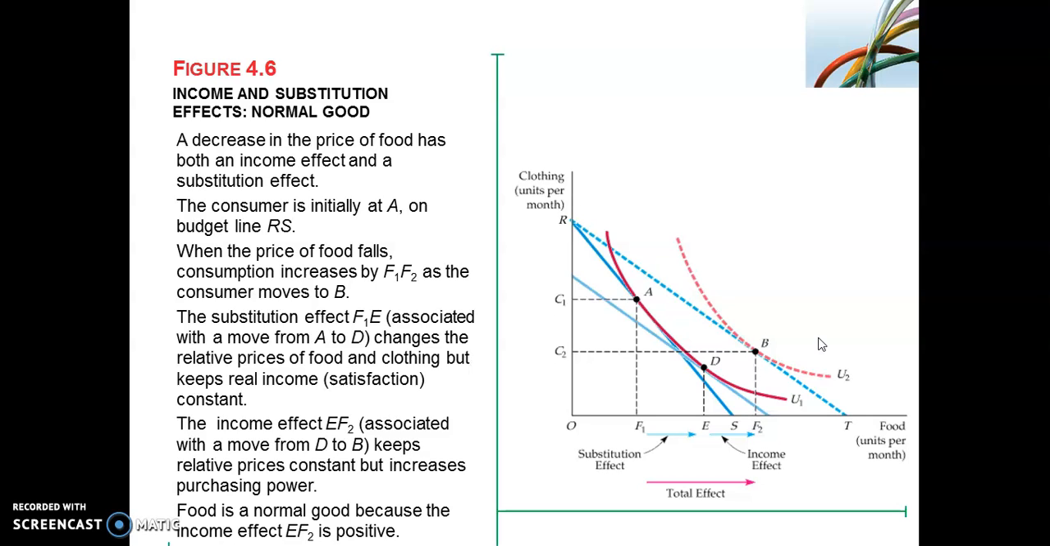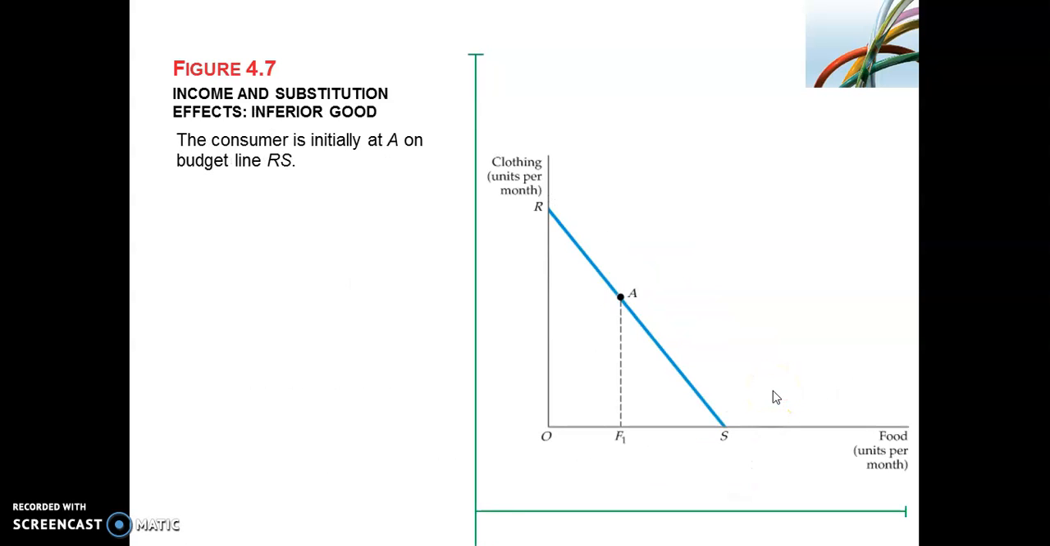Thus, the total effect is going to be the sum of the income effect and the substitution effect. So that is F1E plus EF2, and that gives you the total effect as F1, F2. That was a thorough analysis of a normal good situation. You could be asked to do the same for an inferior good or a special case of a Griffin good.